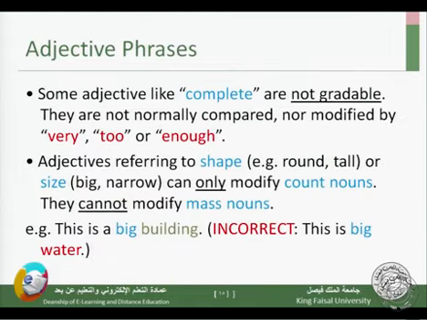Some adjectives like complete are not gradable. So we said there are gradable adjectives, they have degrees. Adjectives like complete are not gradable, because when something is complete, it is done. Or when something, for example, is perfect. Perfect is an adjective, so there is no grade in perfect. So it is perfect, that's it. So we can't grade perfect, we can't grade complete. If something is complete, it is complete, and that's it.